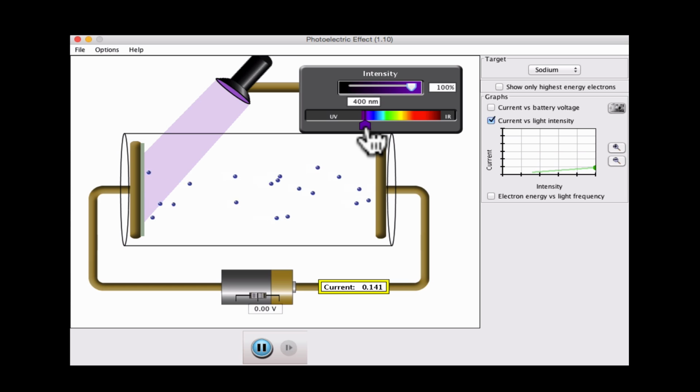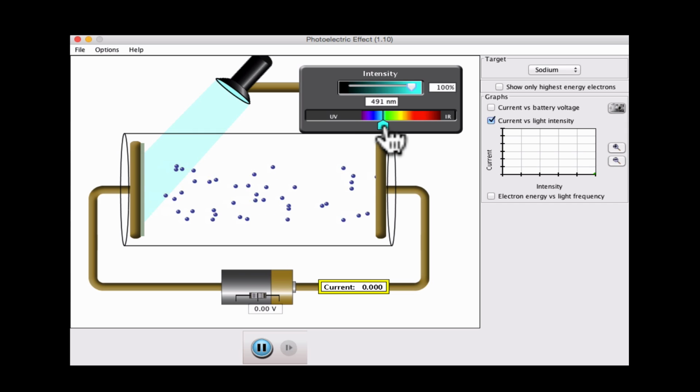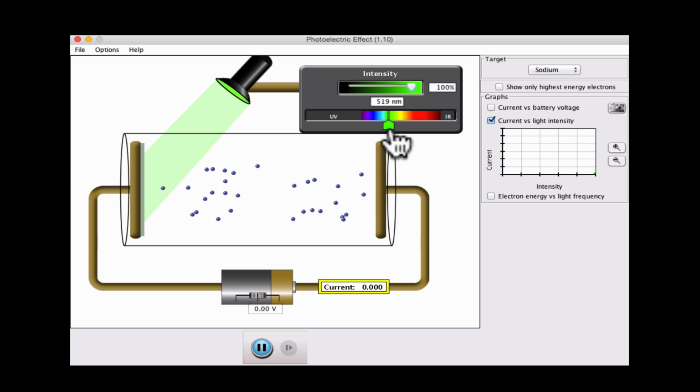What happens as we vary the frequency and the wavelength of the light? Well, as we go to lower frequencies, look what's happening to the current on the graph. It's decreasing. So we go to higher wavelengths and lower frequencies, from purple to blue to green to yellow. We're getting fewer and fewer electrons, and they're moving more and more slowly. We're getting very little current. And eventually, there comes a point where there's no current left at all.